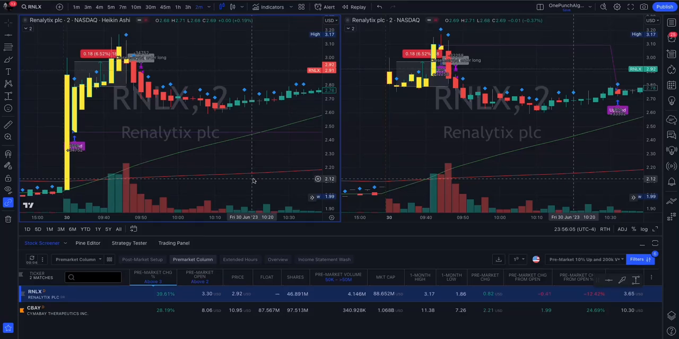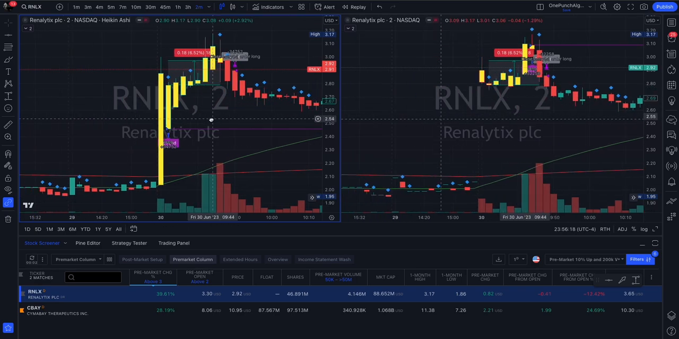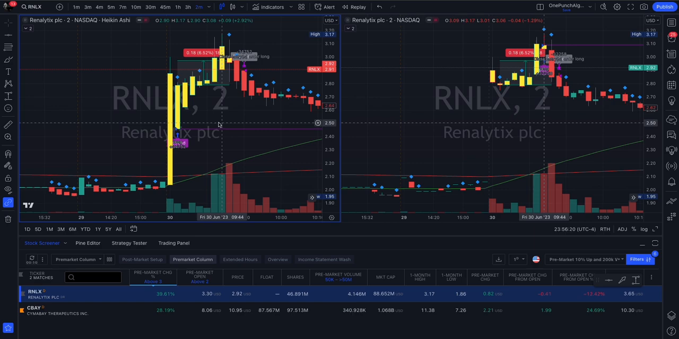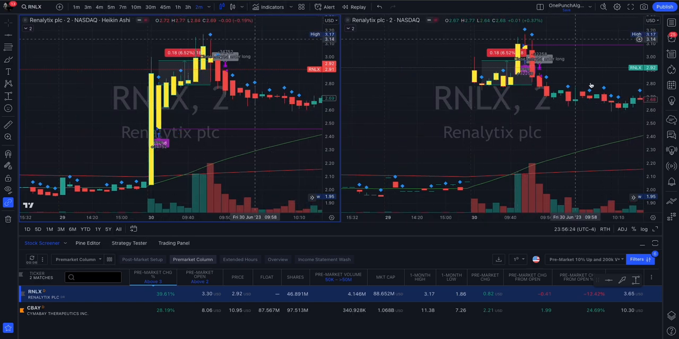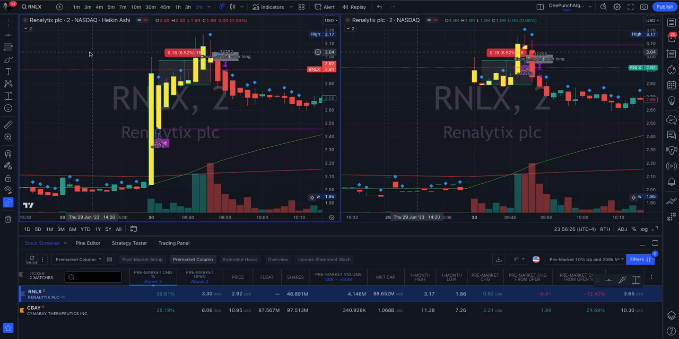OnePunch ALGO channel. So today I'm gonna demonstrate how to use OnePunch ALGO Momentum Indicator version 3 on gap and go stock or breakout stock in pre-market. So let me explain this setup first. The link to this setup, you guys can copy it. It's in my description.